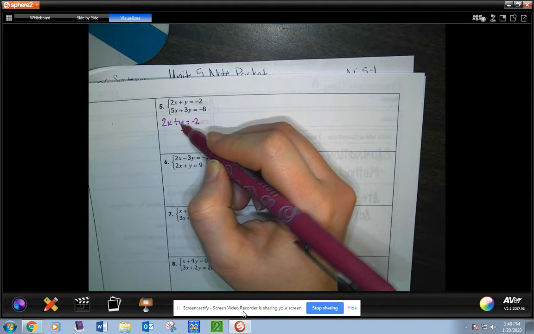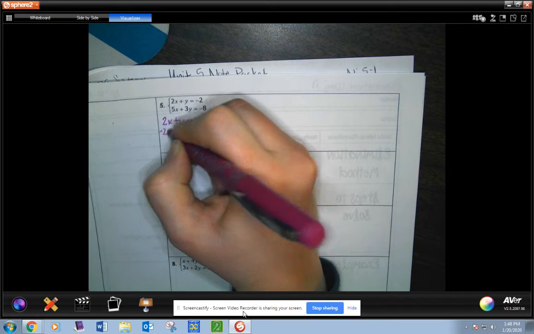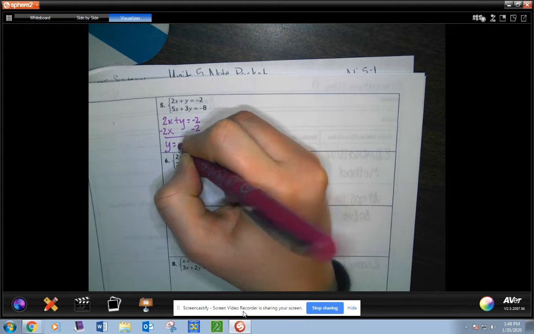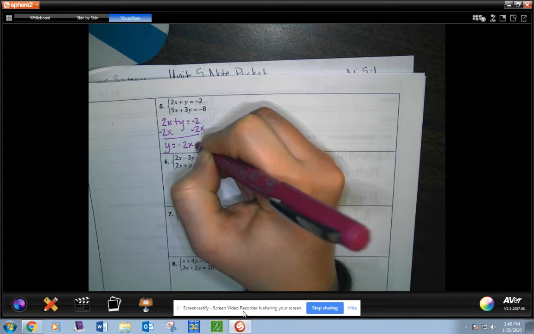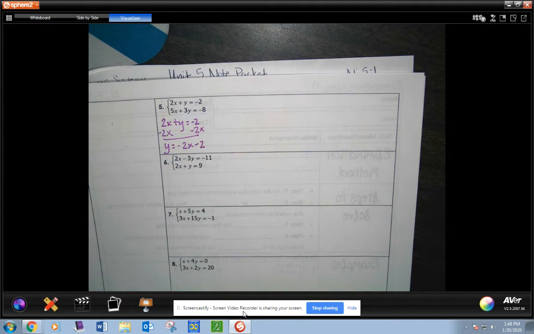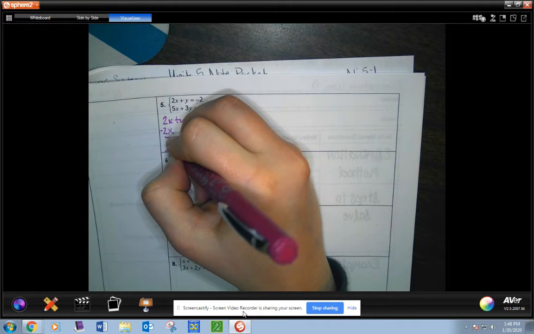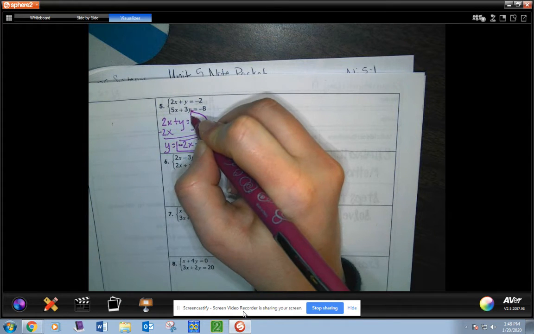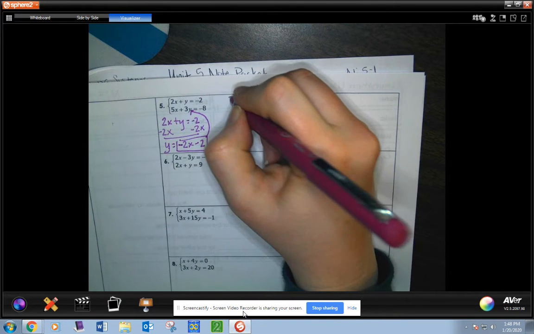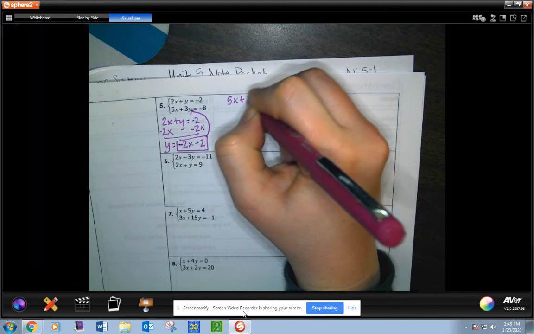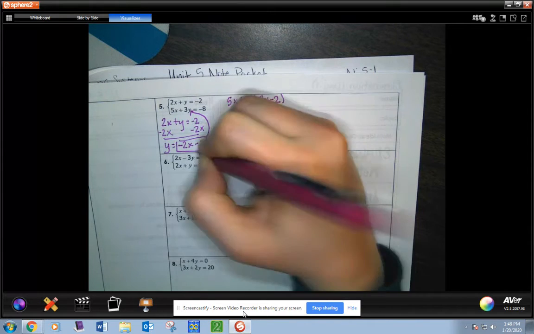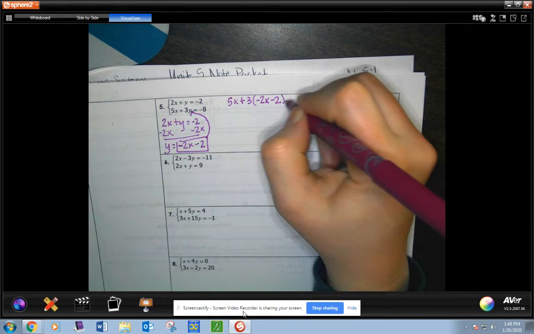So I want to get this y by itself. To get y by itself, I'm going to minus the 2x, and that gives me y equals negative 2x minus 2. So now that y is by itself, I box what it equals, and I'm going to replace the other equation's y, because that's the letter on the outside, with this box. So it becomes 5x plus 3, open parentheses, negative 2x minus 2, plug in that box, and it equals negative 8.